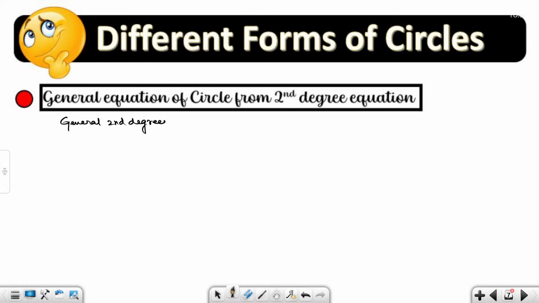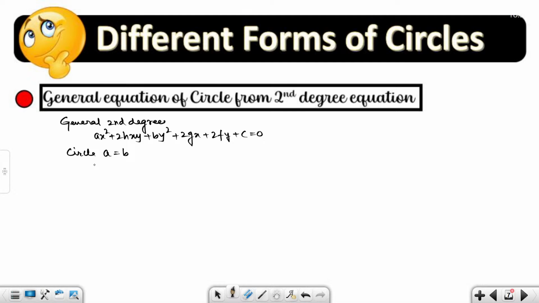So there we have learned that the general second degree equation is of the form... Those who have not revised straight line, please revise straight line. So this is the general second degree equation, and it will represent a circle when A is equal to B. This is the first condition, that A has to be equal to B.